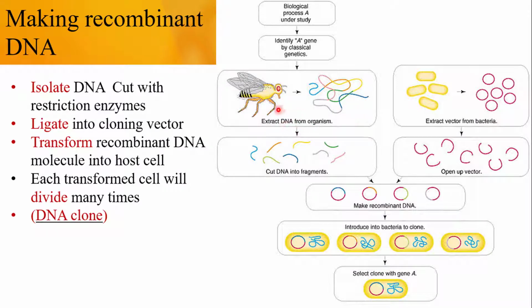DNA is extracted from the organism and then DNA is cut into multiple fragments. Similarly, a vector is extracted from bacteria. This is the plasmid, a circular plasmid, and then the plasmid is cut by the same restriction enzyme that is used to cut DNA into fragments. So similar sticky ends will be formed and they can be ligated using DNA ligase to make recombinant DNA. And this recombinant DNA is introduced into the bacteria to clone, and each transformed cell will divide many times.